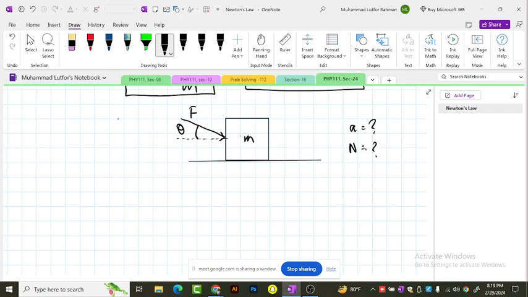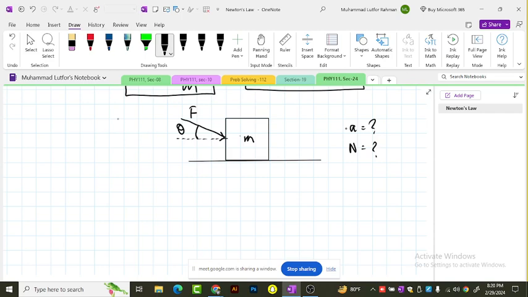What do you think? Which parameter will be changed over here, or will both parameters remain the same? Can anyone tell me? Instead of dragging a block, if I push that block with the same force making the same angle on the same object, whatever I calculated in the previous case, acceleration and the normal reaction force, which parameter will be changed, or will both parameters remain the same?